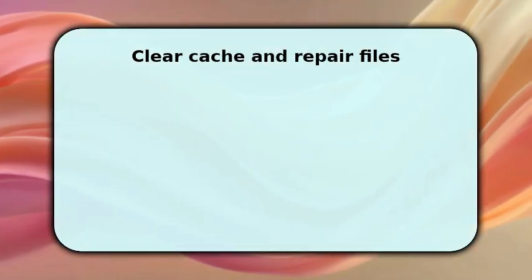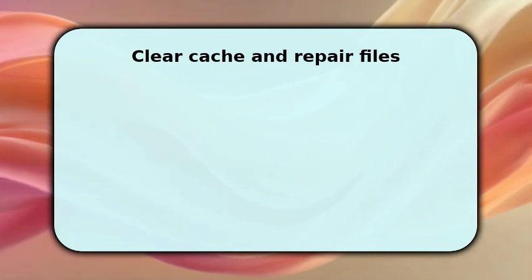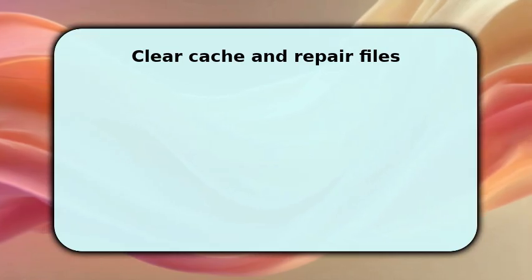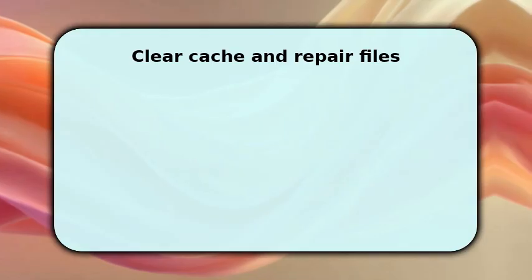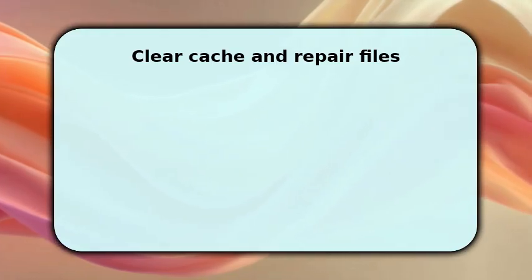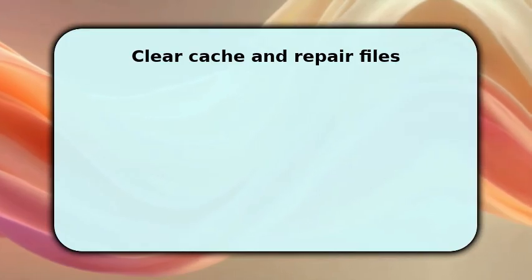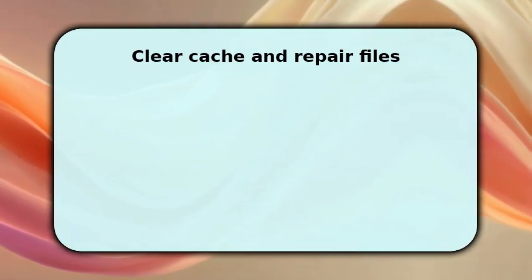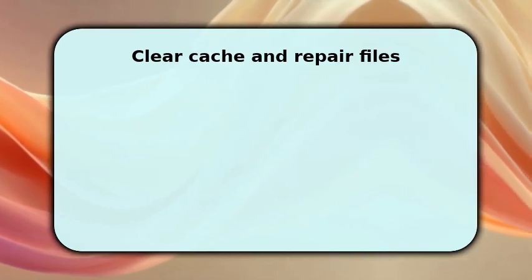Now you remove corrupted cached data and repair installation files because stale caches often prevent startup. Clear the Teams cache folder for your OS. This forces a clean state on next run. Then use the built-in repair option in Settings, Apps on Windows, or reinstall the app on macOS. Repairing replaces damaged binaries without losing configuration.